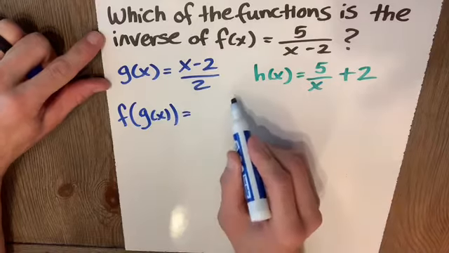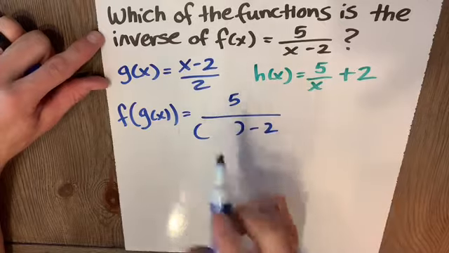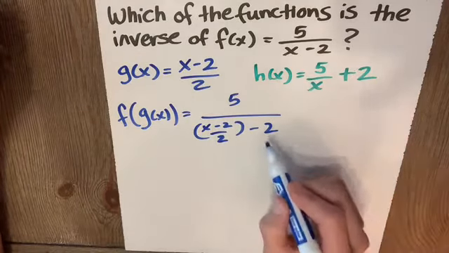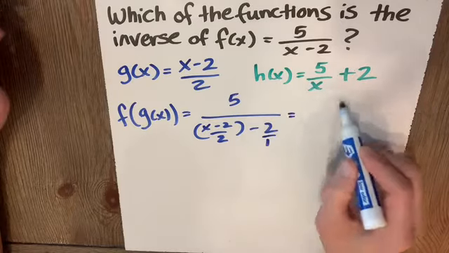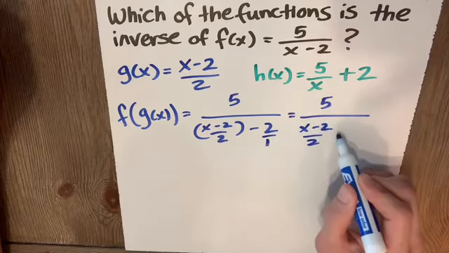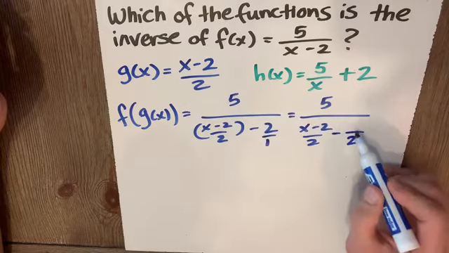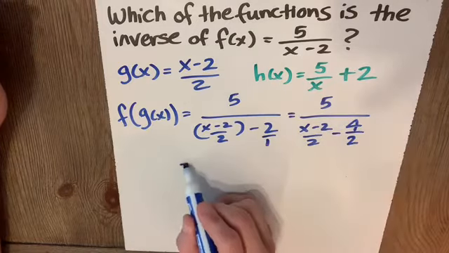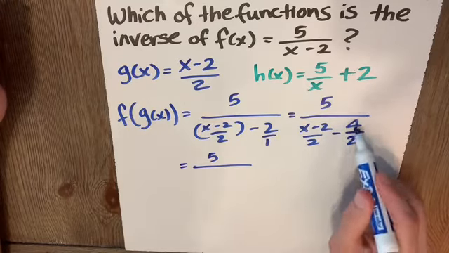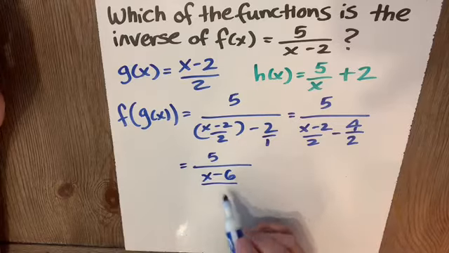Notice the f rule says 5 over input minus 2. And now our input is x minus 2 over 2. Well, this is 2 over 1, so this is equal to 5 over x minus 2 over 2 minus, if I make this a 2 times 2 times 2, this will be a 4, which will give us 5 over x minus 2 minus 4 in the numerator is x minus 6 over 2.